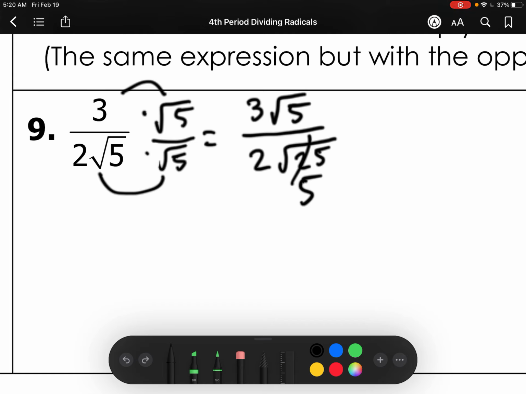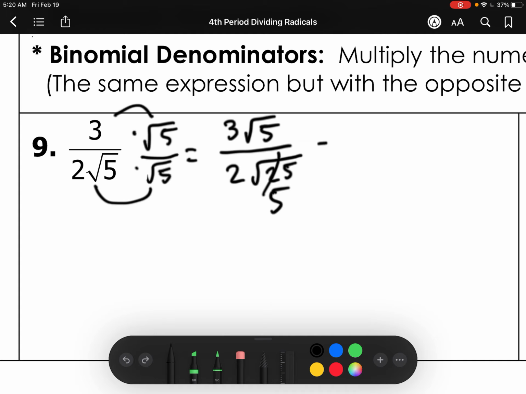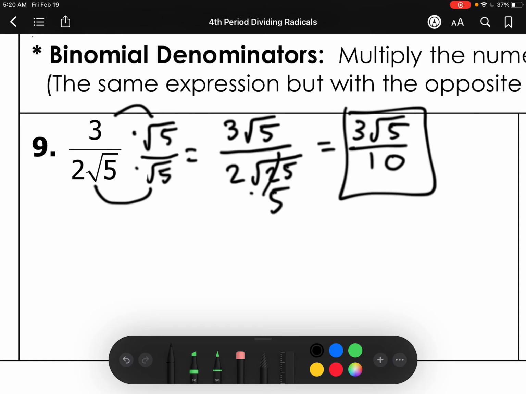So like I said, if you ever multiply two radicals together and the radicand is the same, but also the index is the same, those are the two conditions. If your radicand and your index are the same, the radical just gets eliminated and you're just left with your radicand, right? So now we have 3 times the square root of 5. That can't be simplified any further. Divided by 2 times 5 is 10. And we can't simplify that any further, so this is our final answer.